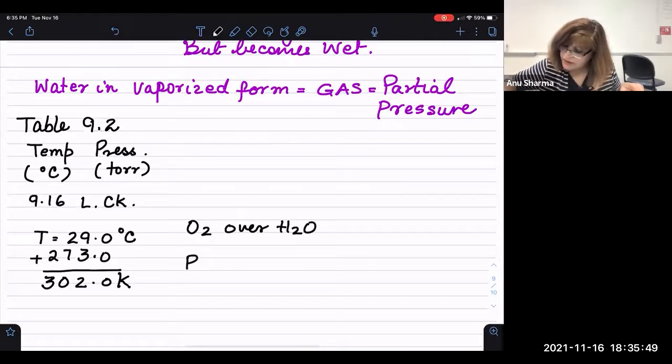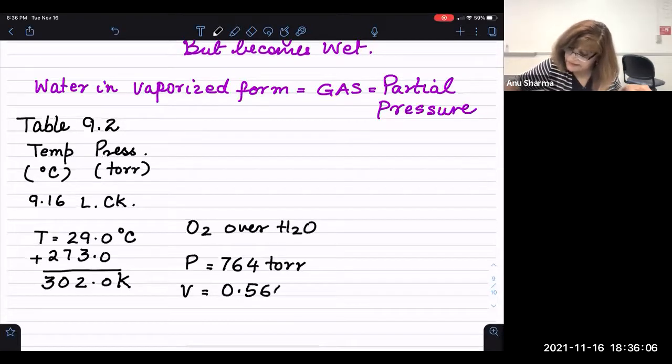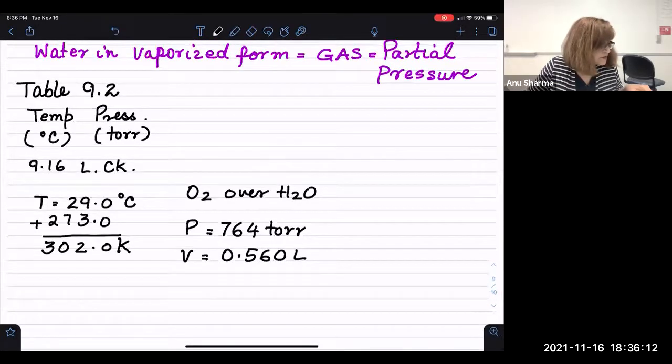So the pressure is 764 torr. Has a volume. The volume is 0.560 liters. What volume would a dry oxygen have under the same conditions of temperature and pressure? So this is what volume will the dry oxygen have? That means we have to minus the partial pressure of water vapor. What volume would the dry oxygen have under the same conditions of temperature and pressure?